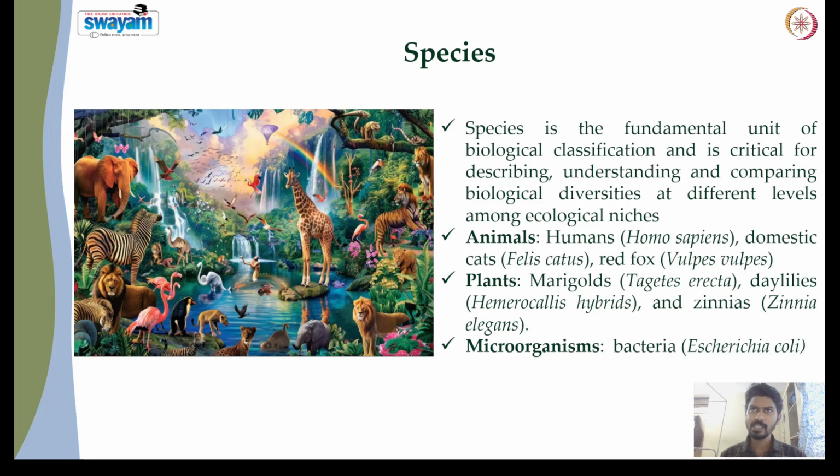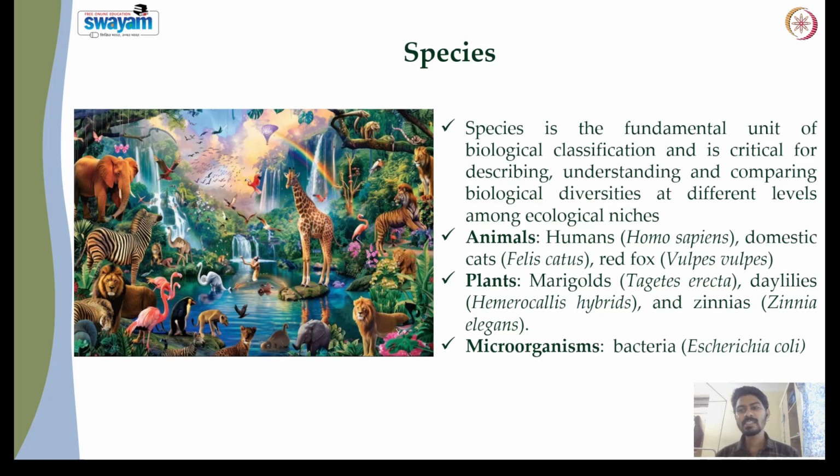Like if you take, for example, a class, there are 20 to 30 students. Every student has a particular name, right? This name gives a unique identity to individual class members in a classroom. Likewise, in an ecosystem, every organism has a species name that gives an identity to the particular species.